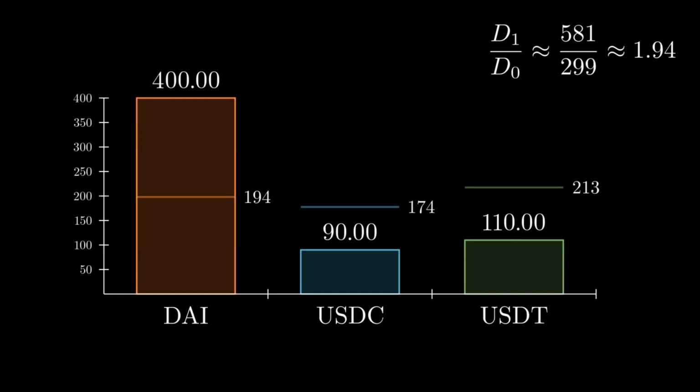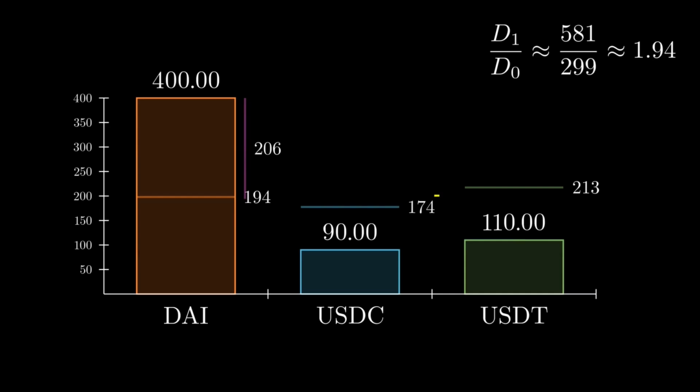And now moving on to the imbalance fee. Imbalance fee is calculated by taking the difference of the actual token balance and then taking a percentage of that difference as fees. So for example, the ideal balance of DAI is 194. The actual balance of DAI is 400. Taking the difference, we get the difference is 206. We do the same for USDC and USDT.